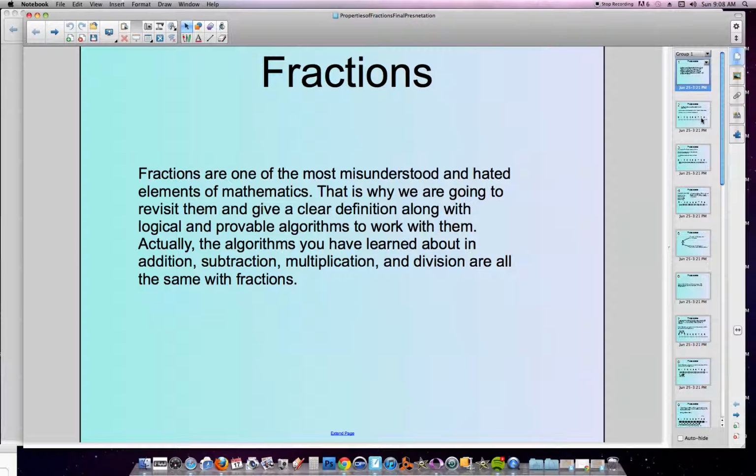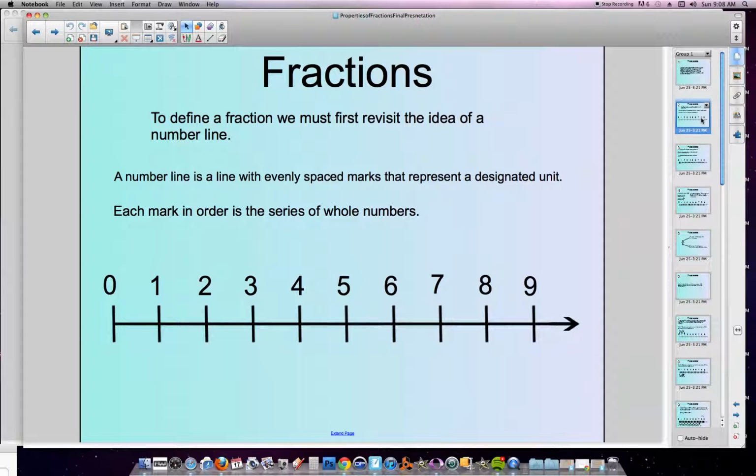So if they really are no different, then we should be able to do everything that we do with whole numbers and integers on a number line. The same with fractions. We should be able to work with fractions on the number line. And as a matter of fact, fractions exist. They live on the number line, just like whole numbers.